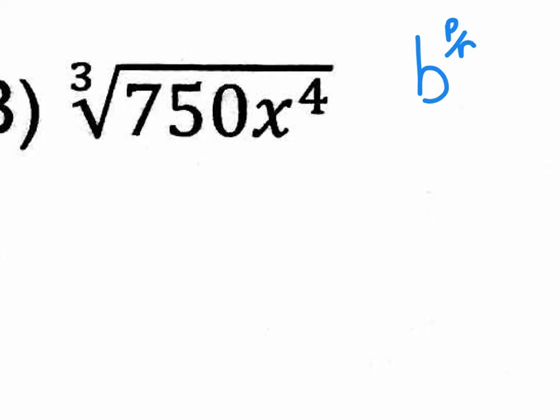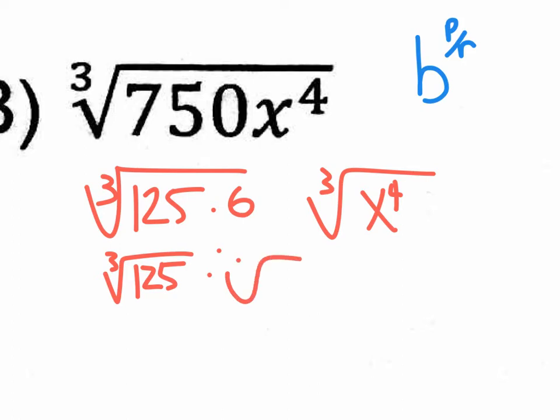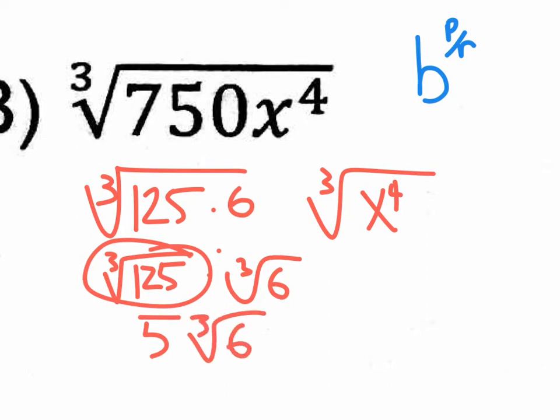So technically, I'm going to rewrite this 750, well, let me write this x to the 4th over here on the side. I'll deal with that later. But the 750, I'm going to rewrite it as 125, that's a perfect cube number, 5 times 5 times 5, times, what is it, 6. So let's put the 6 right there, and now we could split the third root of 125 times the third root of 6, which we can't do. This really is 5, so we have 5 third root of 6, okay?